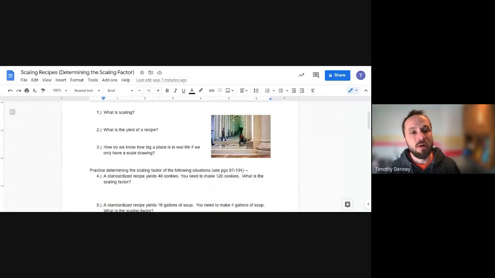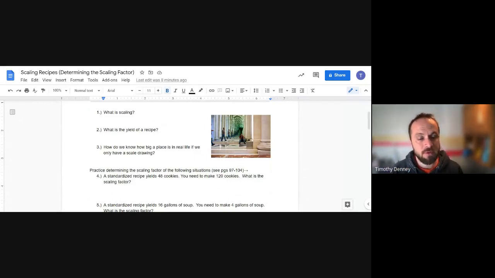So scaling is the process of changing the ingredient amounts when you change the yield. If you desire to have a larger yield or a smaller yield, then the ingredient amounts need to change too. So it's that process of getting all those ingredient amounts correct when you're changing the yield.